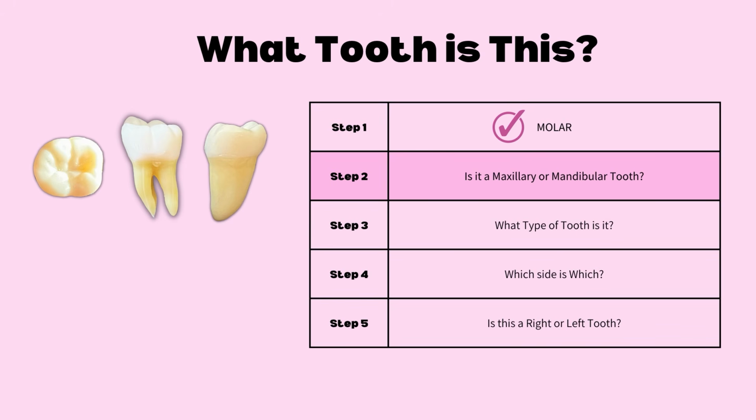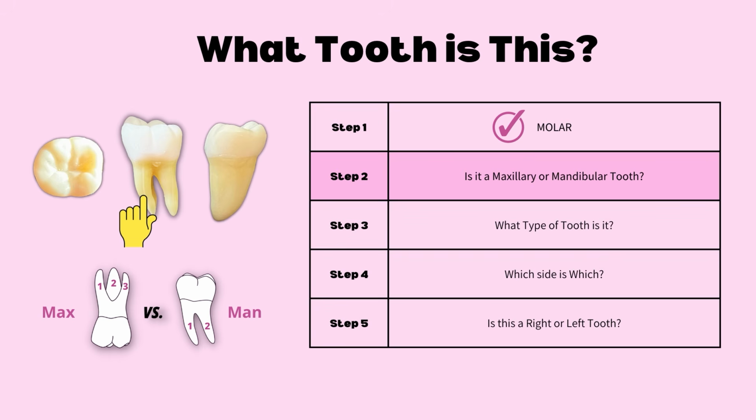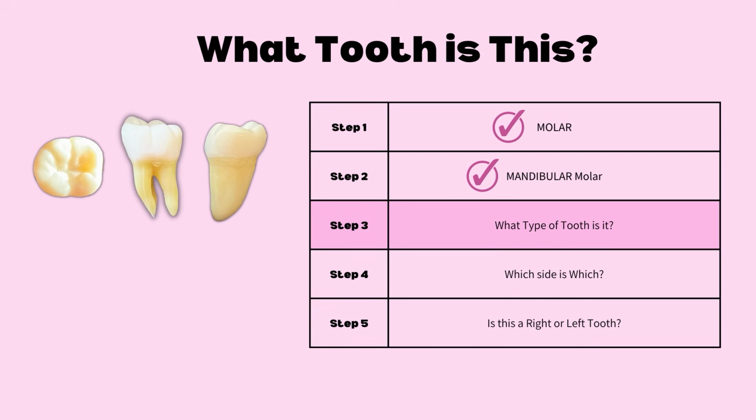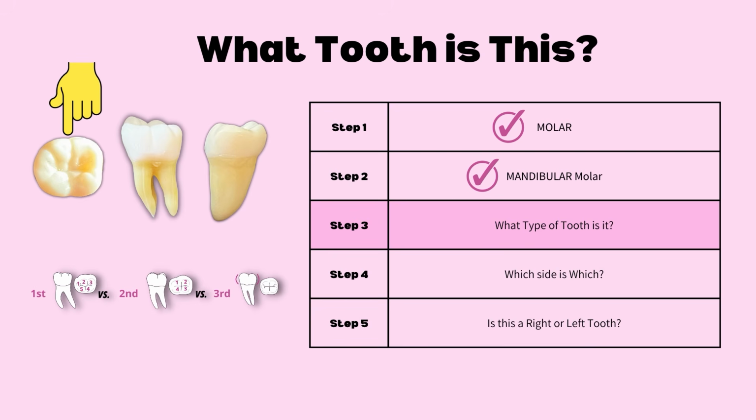Step 2, is it a maxillary or mandibular molar? For the molars, to determine maxillary versus mandibular, I just look at the number of roots. This tooth has 1, 2 roots. It is a mandibular molar. Step 3, what type of molar is this? Is it the first, second, or third? Well, looking at the occlusal anatomy of this tooth, I see 1, 2, 3, 4, 5 cusps, and the mandibular first molar has 5 cusps. This is the mandibular first molar.